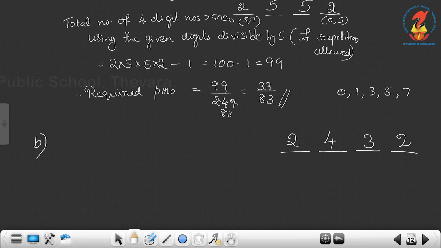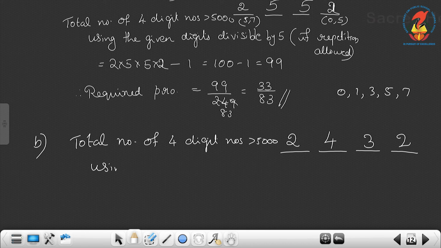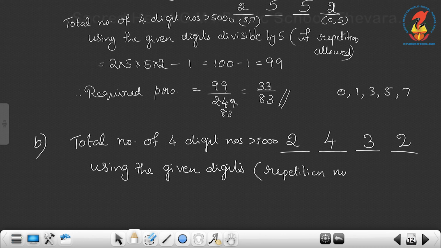Isn't it? So the total number of 4-digit numbers greater than 5000 using the given digits, repetition not allowed, is equal to 2 into 4 into 3 into 2, that is 48.